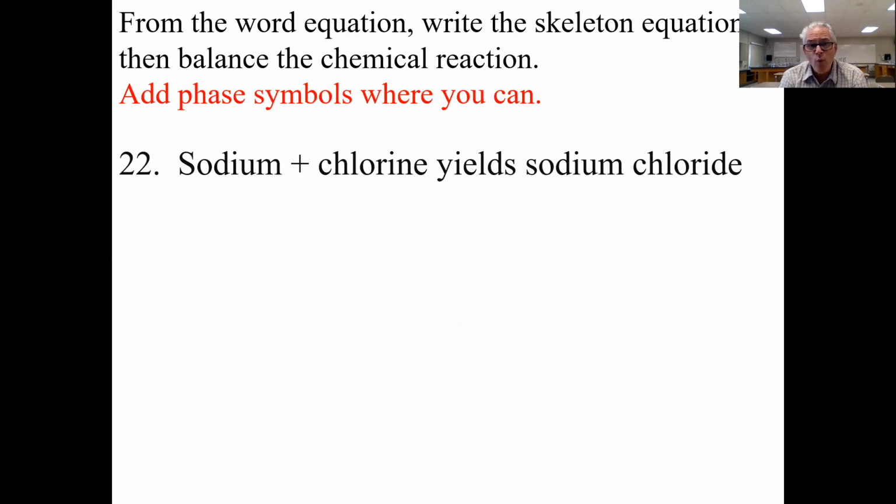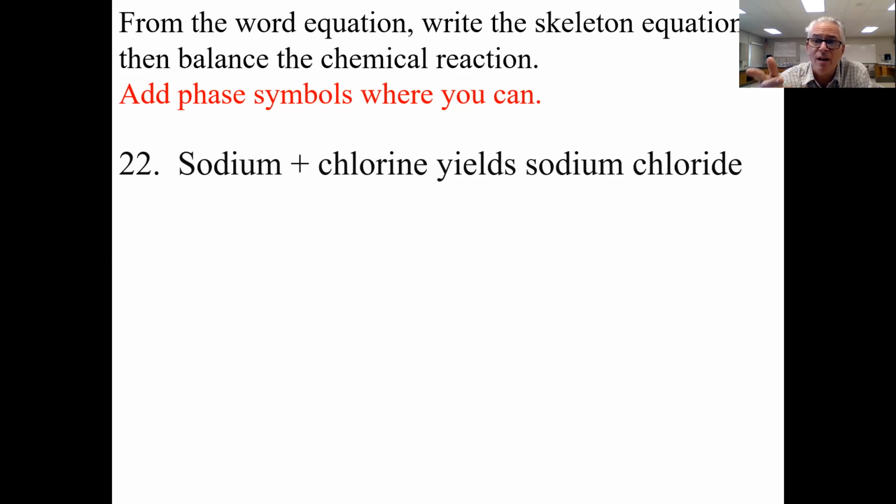Now, we're going to write some equations. We're going to try to balance chemical equations. We're going to add phase symbols as we can. Number 22, sodium is a metal. Chlorine, together, sodium and chlorine are going to make table salt, sodium chloride. So we have a word equation: sodium and chlorine yields sodium chloride. You could say it a lot of ways, right? Sodium and chlorine synthesize into sodium chloride, or sodium and chlorine form sodium chloride. From this word equation, we're going to write the chemical symbols.